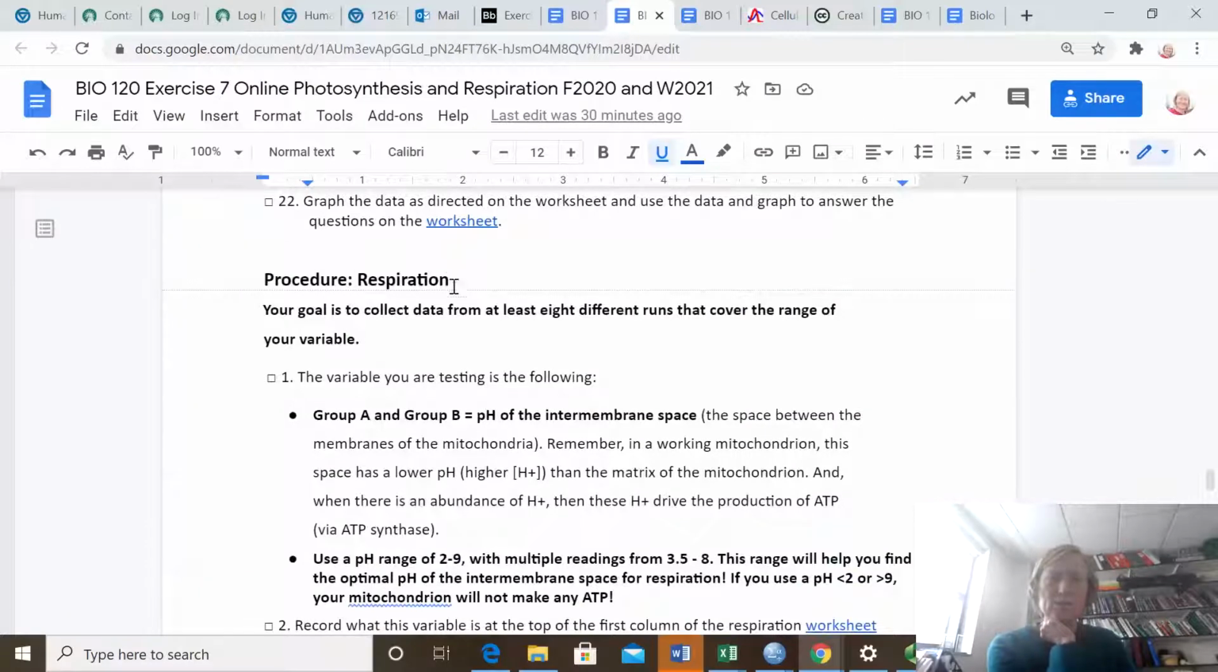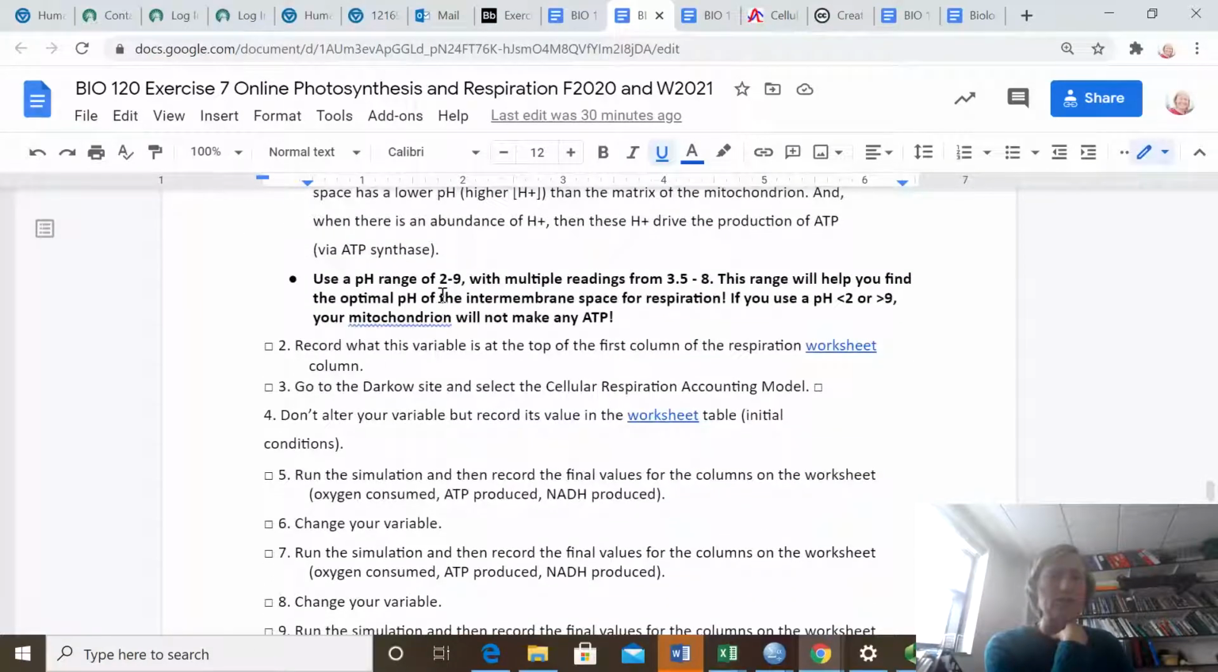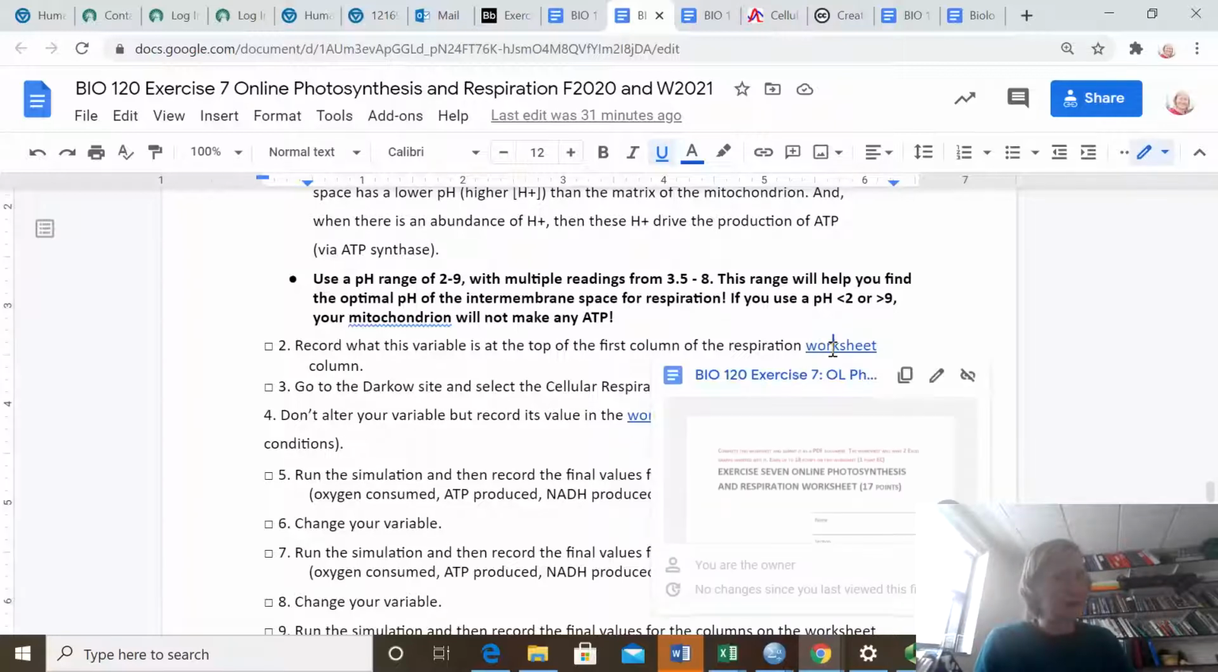So in cellular respiration, both groups A and B are going to look at the pH of the intermembrane space. And then there's a little bit of information about that. You might need to look that up for our conclusions. You're going to use a range of 2 to 9 with multiple readings from 3.5 to 8. This range should help you find the optimal pH of the intermembrane space to make as much ATP as we can. That's what we mean by optimal. We're going to record data on the worksheet, and then we're going to make a graph.